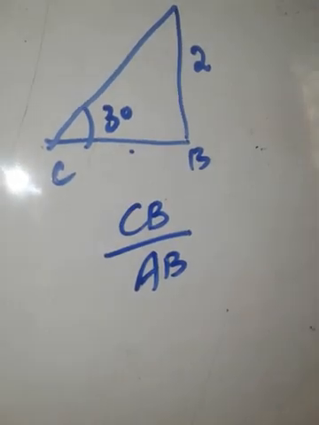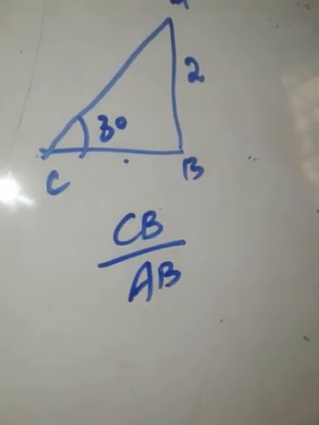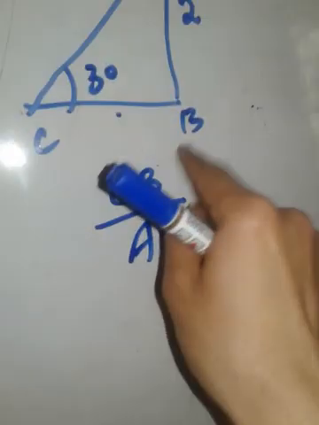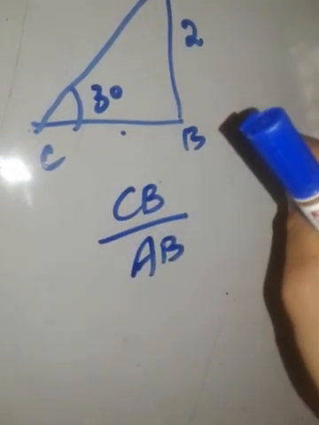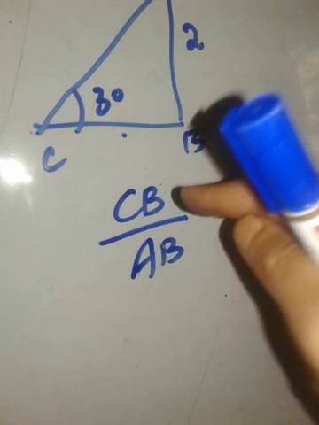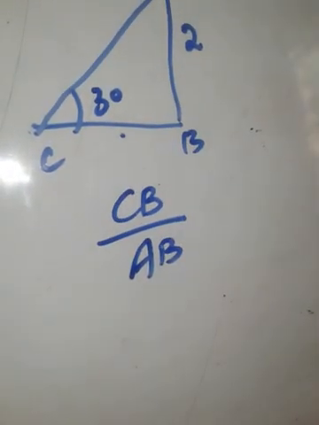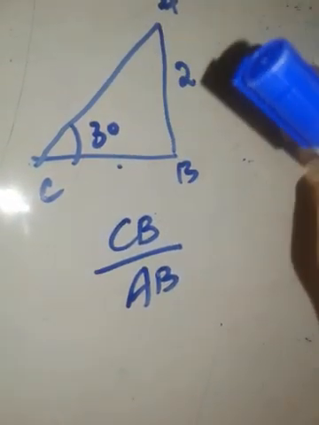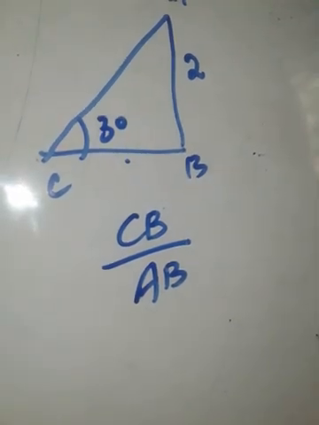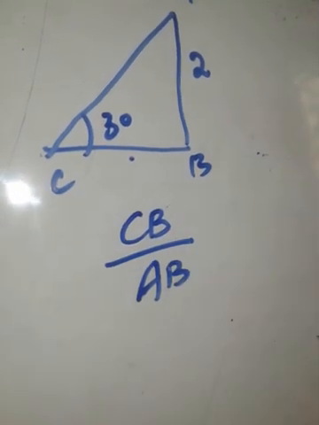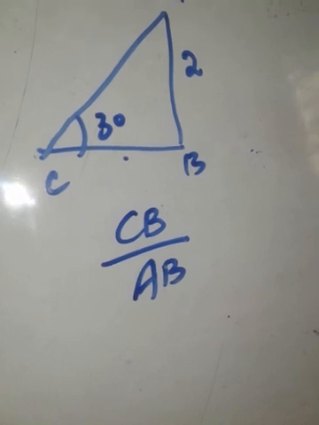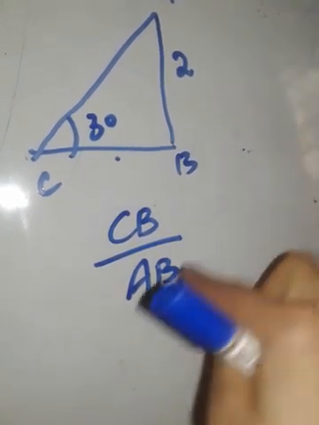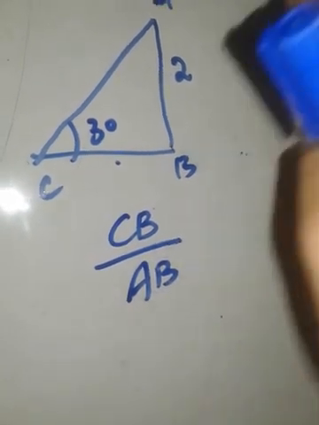Again, I will repeat it. The side which we are supposed to find, we will write in the numerator. Remember, this is a very crucial step. You will never get a wrong answer, you will never find any difficulty in solving heights and distance questions. So once again, the side which we have to find, we will write in the numerator, and the side which is given, we will write in the denominator.